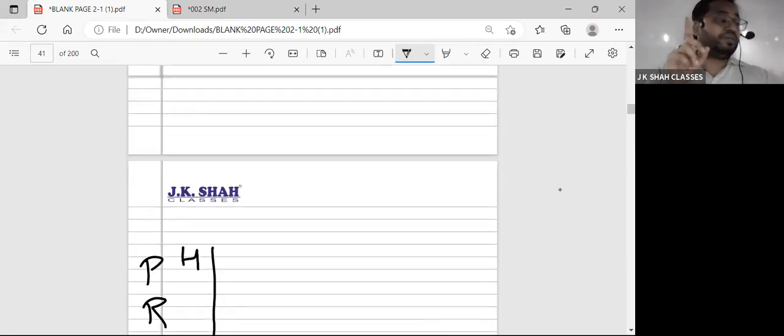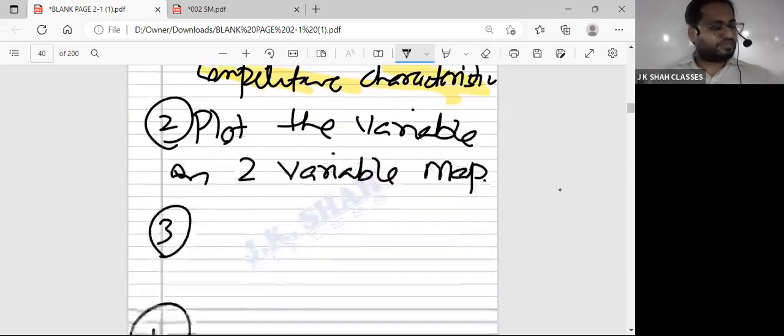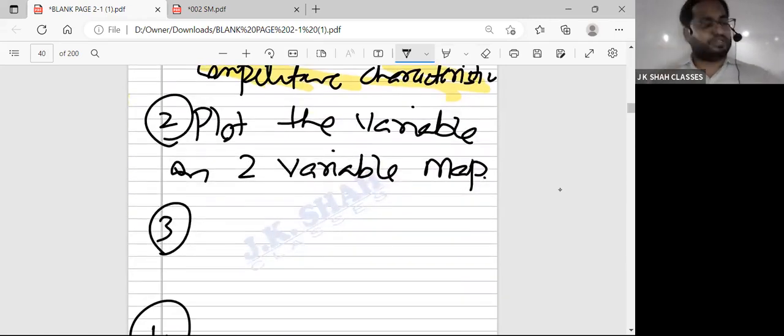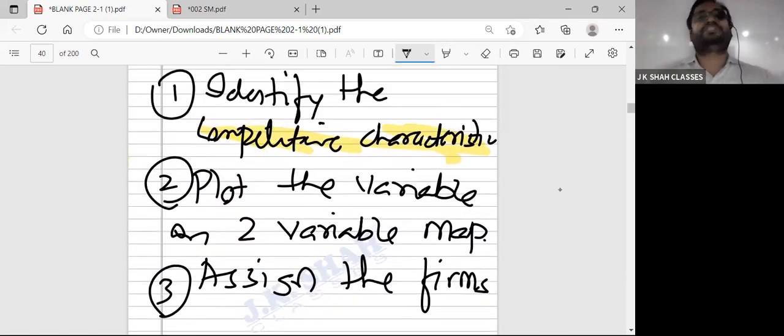What was the first point? Identify the competitive characteristics. Number two, plot the variable either on a graph or on a map. You call this a map, you call this a graph. It is one and the same thing for me. On a two variable graph, you call this. Number three, now this is where I need your assistance. Assign the firms.